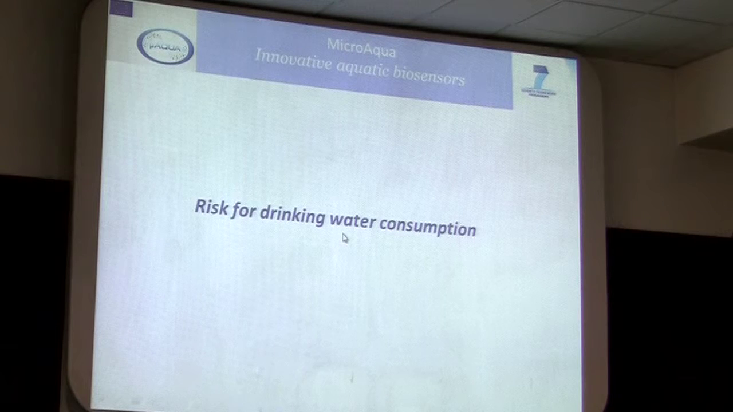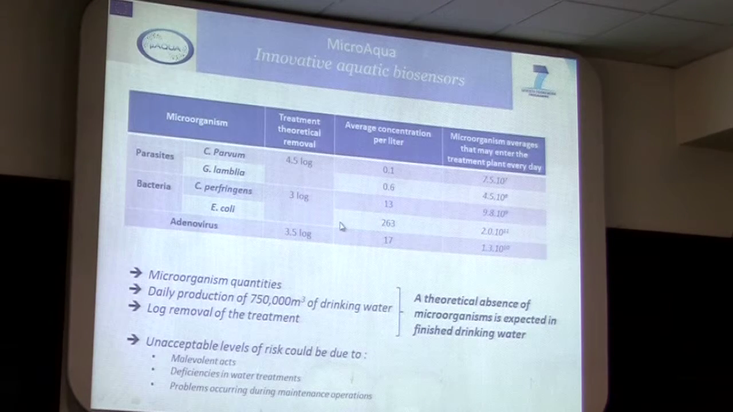The risk for drinking water consumption was also theoretically evaluated. The table presents the theoretical removal of drinking water treatment for each microorganism from bibliographic data. The average concentration per liter found for the 3 sites, and then the microorganisms average that may enter the treatment plant every day, considering the average concentration per liter found.